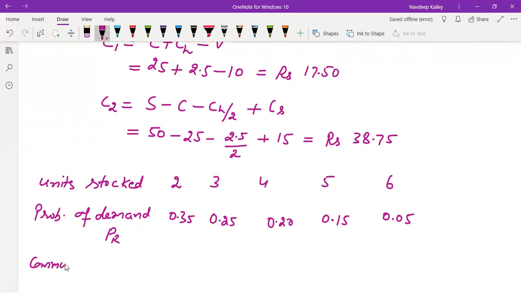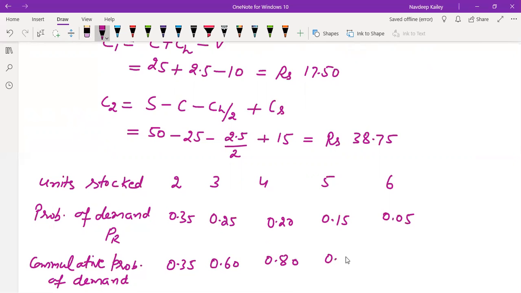Now cumulative probability of demand is given as, this is 0.35. Add this 0.35 plus 0.25, this becomes 0.60. 0.60 plus 0.2, this becomes 0.80. Then 0.80 plus 0.15, this becomes 0.95. Then 0.95 plus 0.05 becomes 1.00. This is cumulative probability of demand.